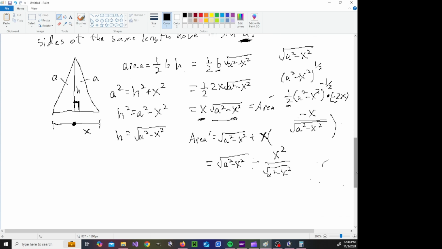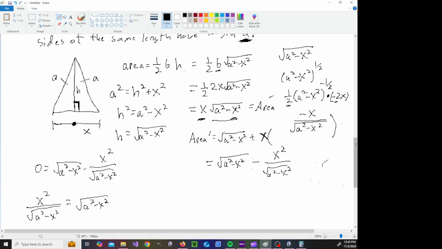So if we want to find critical values, we want to figure out where this is equal to 0. Well, right now we're intimidated, but it turns out this does simplify really nicely. If 0 is equal to the square root of a squared minus x squared minus x squared over the square root of a squared minus x squared, then because this is negative here, I don't want this to be equal to 0, I can move this to the other side so that x squared over the square root of a squared minus x squared is equal to the square root of a squared minus x squared.